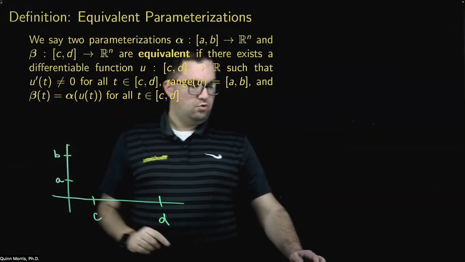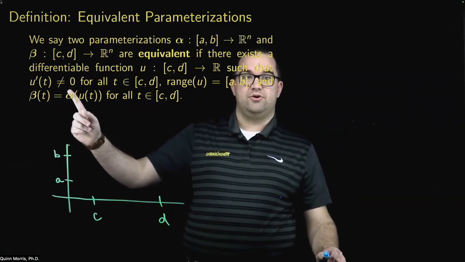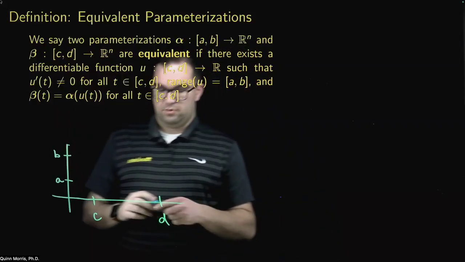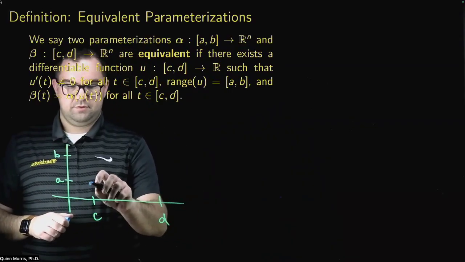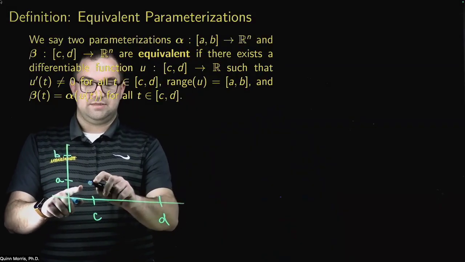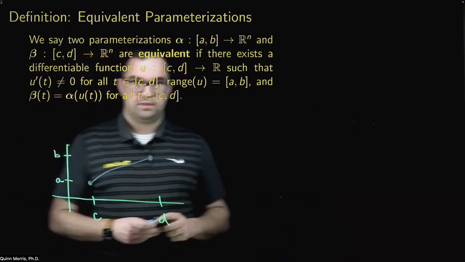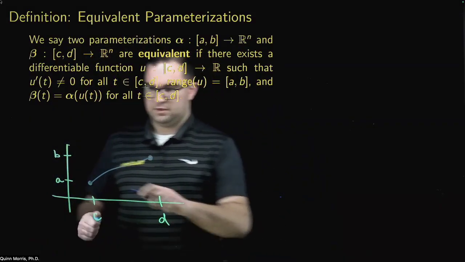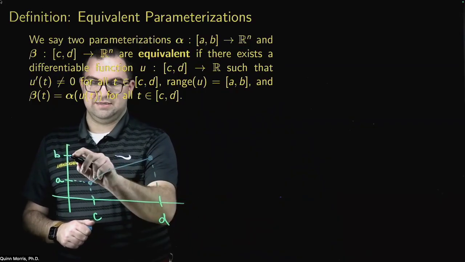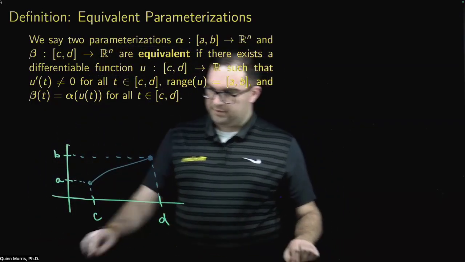So there are only really two possibilities here because my u of t has to either be increasing or decreasing because the derivative is never 0. So either my function u, I have to hit every value between A and B. So either I'm always increasing and I start at A and I go up to B. That's one possibility. So in this case, u of C is A and u of D is B.